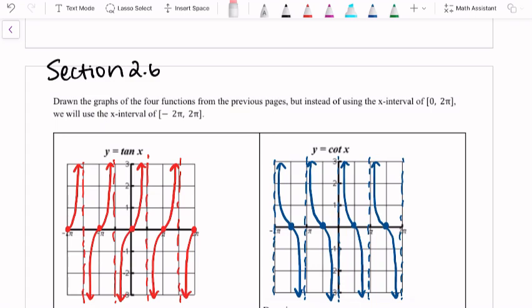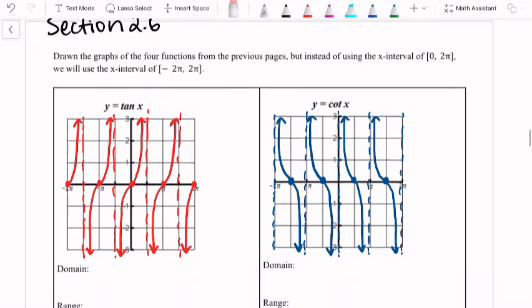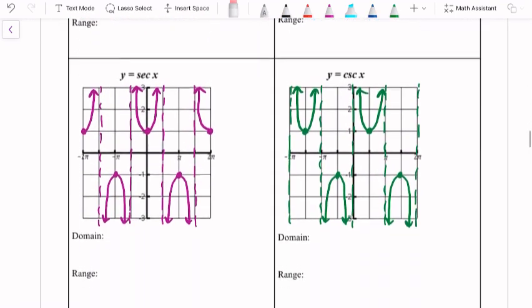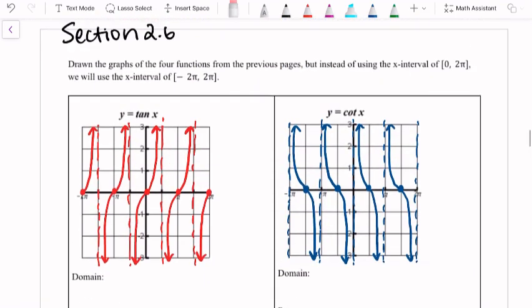Hey everyone, in this video we're going to talk about section 2.6, which is about the graphs of tangent, cotangent, secant, and cosecant. So in class we should have already derived the parent functions of each of those and talked about their different features. So this page just has a place for us to draw out just another period of the function.